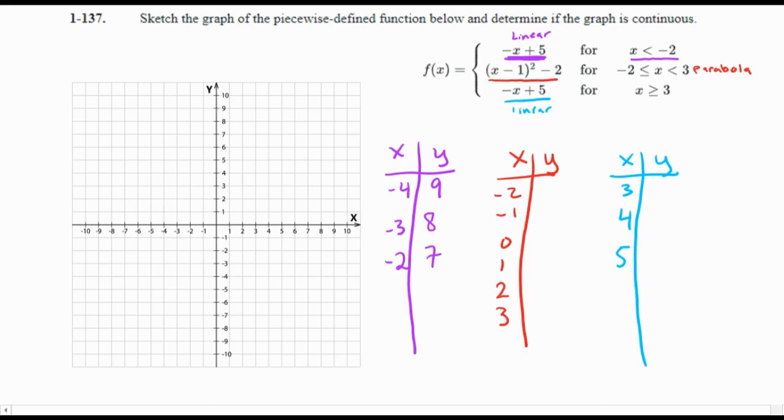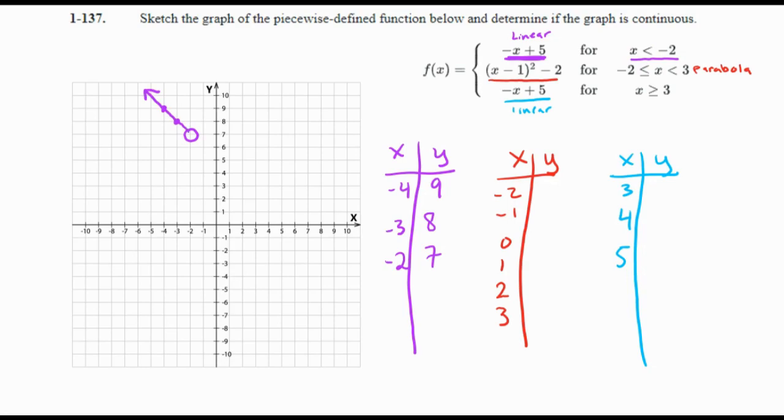So I'm going to go plot those points really quick on here. I got -4, 9, -3, 8, -2, 7. And the thing about this last point is that because I have the less than symbol right here, I'm going to make that an open circle at that point. So that's my far left point, the far left of the graph there.